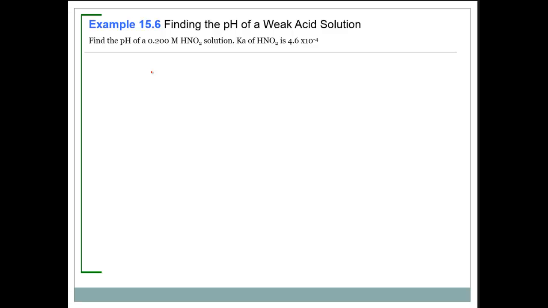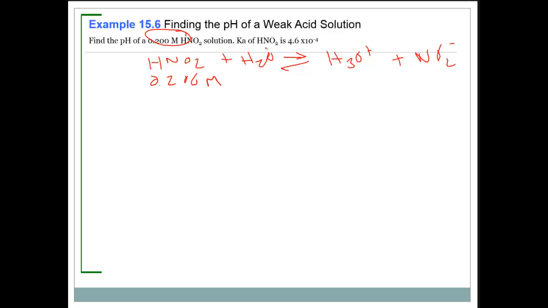Let's try another one. We have HNO2 now. We're putting it in water. Double-sided arrow because we're looking for equilibrium. We're starting off with 0.2. We're ignoring water because it's a liquid. We initially have no H3O or NO2. There's a little bit there from the water, but it's such a small amount that it doesn't matter.